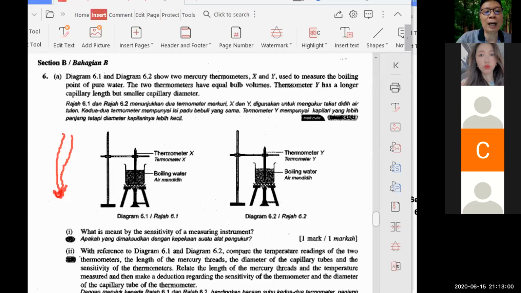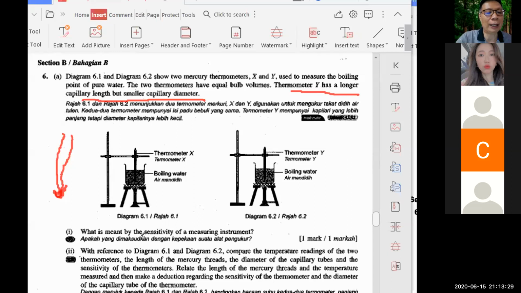Then thermometer Y has a longer capillary length, but smaller capillary diameter. Meaning that this thermometer is actually longer, and the capillary tube inside is narrower. So this is a better one, no? You already learned, right?